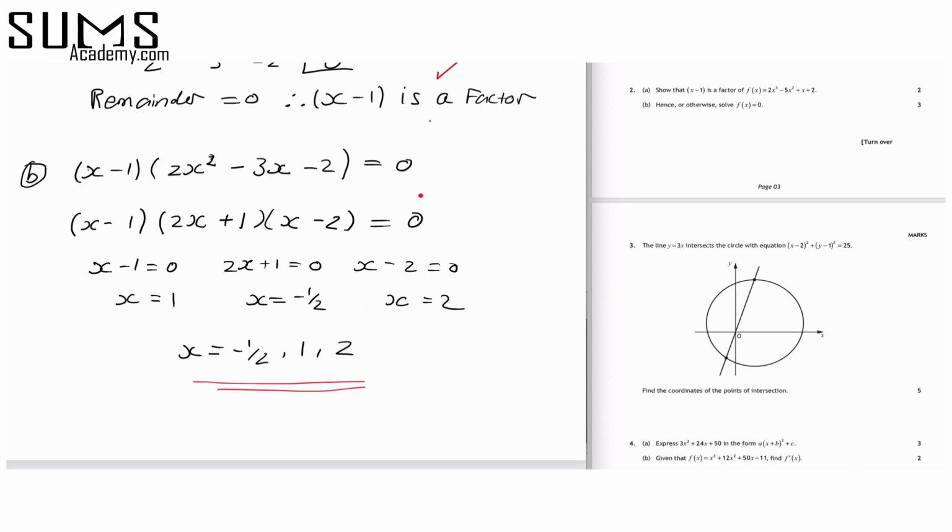So you get 1 mark for getting your quadratic from the previous question. Then you get your second mark for factorizing it correctly. Then you get your third mark for getting the correct roots.